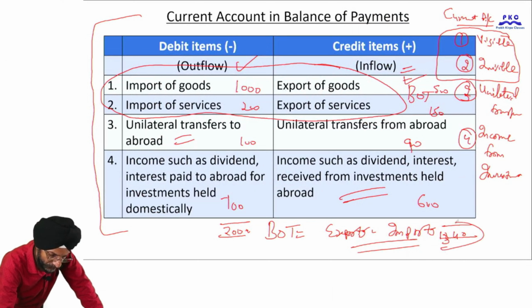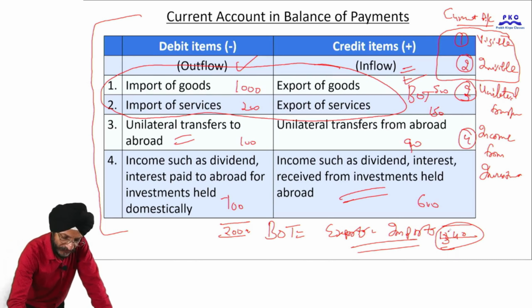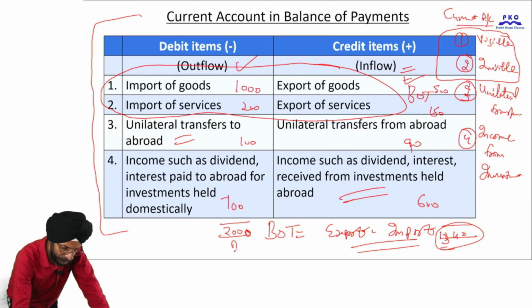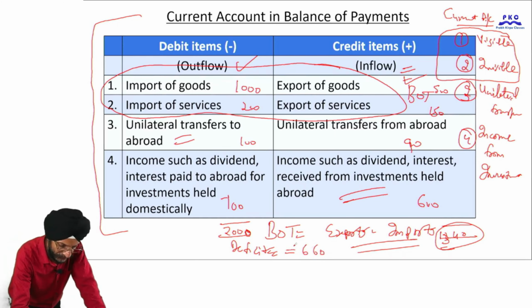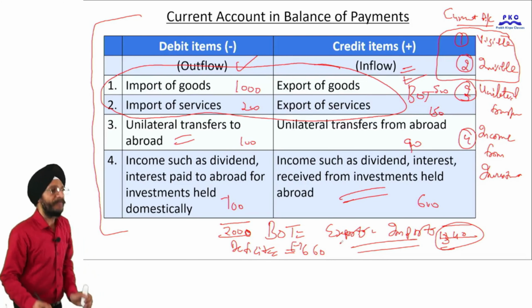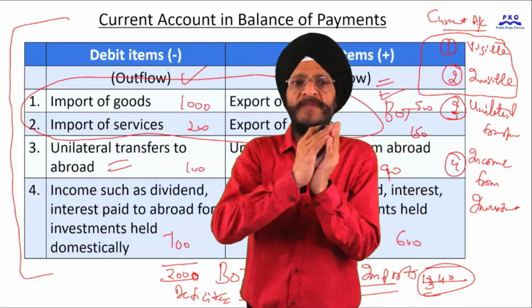The total comes to 1340. You can see that here inflow is less, whereas outflow is more. So here is a deficit of 660. It is deficit minus 660. The figures are in negative. Here the current account is in deficit.